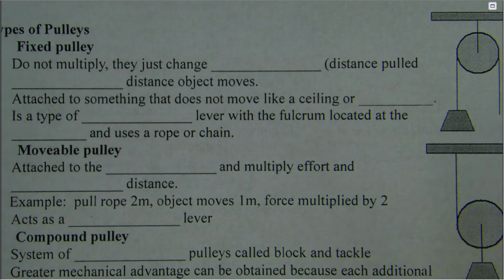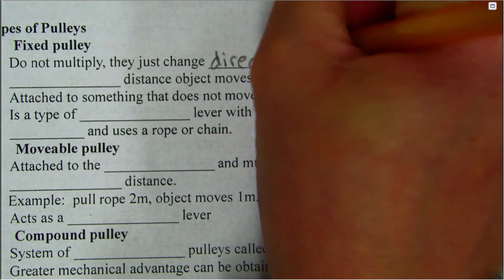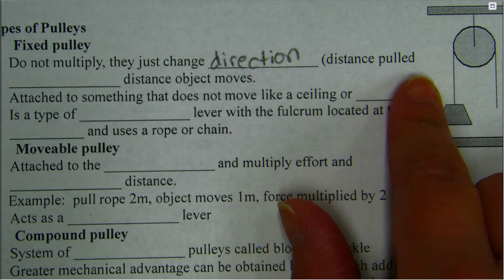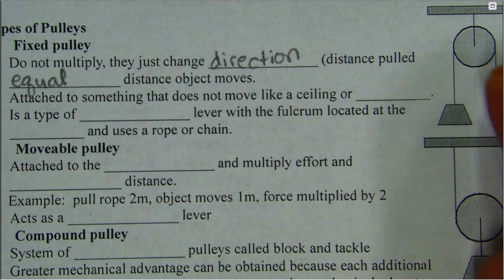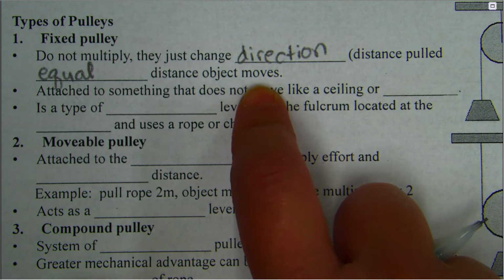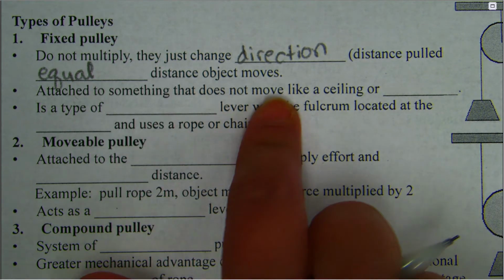They simply change the direction or the distance pulled, okay? And this is going to equal the distance being moved. So whatever I pull the rope, that's going to also be the same amount that the object moves.